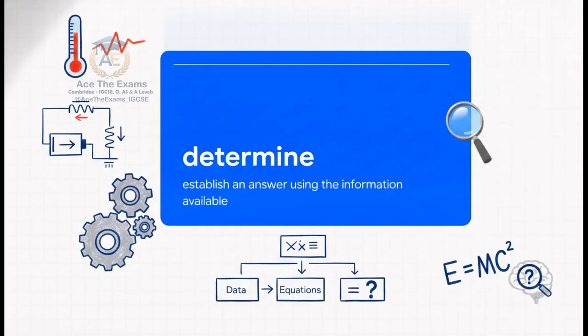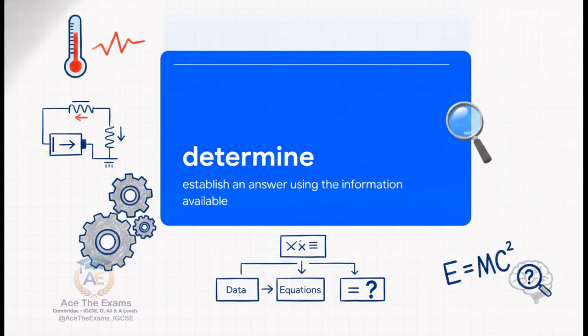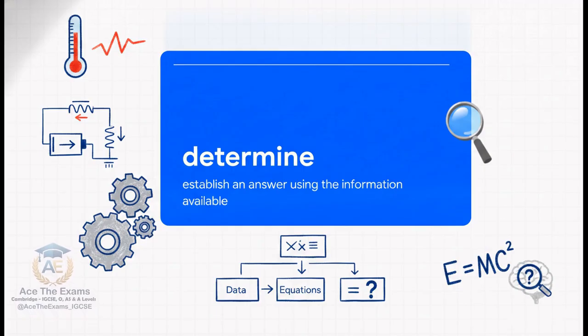Let's look at the command word determine. Cambridge defines this as establishing an answer using the information available. This is where you cannot be like Sam. When a question asks you to determine a value, like, say, the current in a thermistor circuit, as the temperature goes up, you aren't just guessing. You have to systematically establish the answer. You grab the data they give you, pull the right equations from your mental toolkit, and explicitly show the logical stepping stones to your final answer. If you just write down the final number, boom, you lose all the method marks.